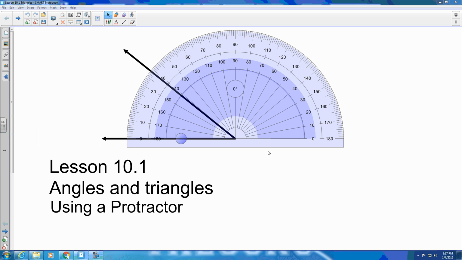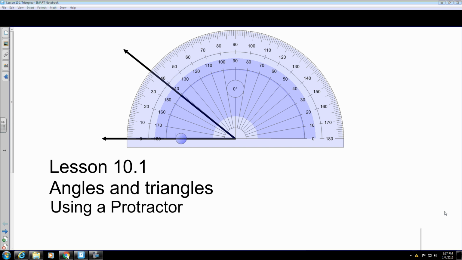All right, we are at the start of chapter 10. Chapter 10 deals with geometric shapes, talking about measurements, and we're also going to get into some components of area and volume. Section 10.1, we're going to talk about angles and triangles.